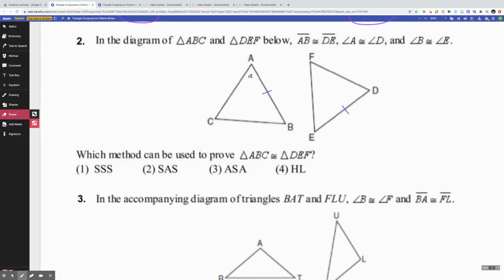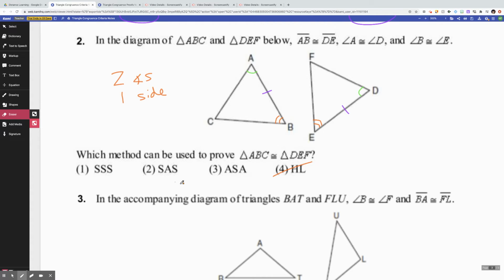They said angle A is congruent to angle D, so I'm going to mark those. Angle A is congruent to angle D. And then the last one, they said angle B is congruent to angle E. Just looking at this, I have two angles and one side.